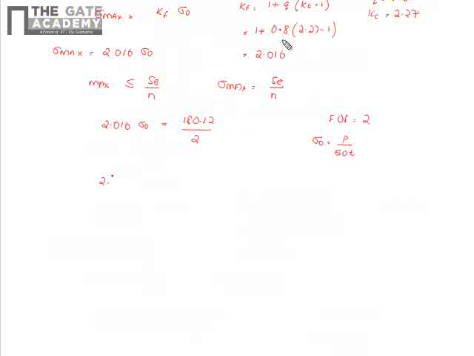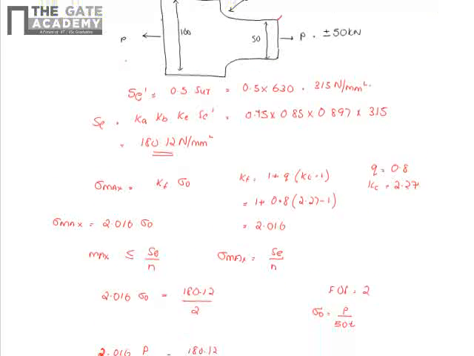Therefore we can say 2.016 into P by 50 T is equal to 180.12 by 2. Or we can say T is equal to 2 into 2.016 into P divided by 180.12 into 50. The P is equal to 50 kilonewtons, that is 50,000 newtons. We have seen already here P is equal to 50 kilonewtons.